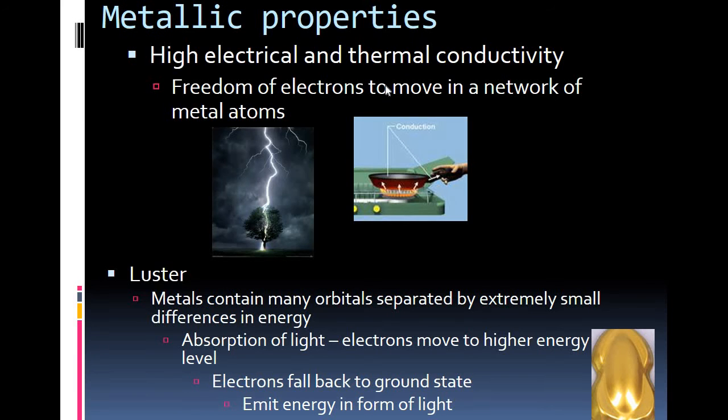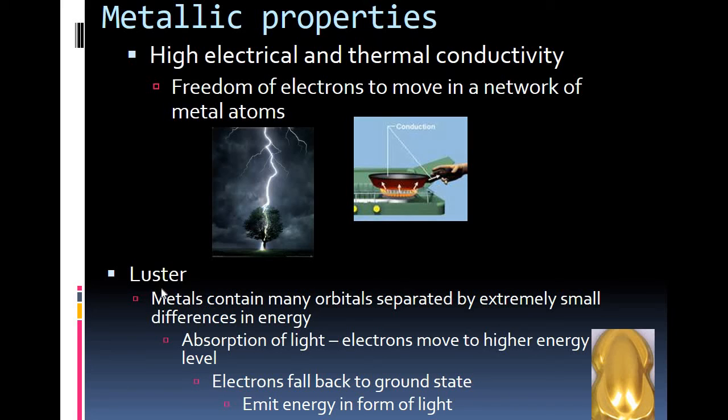All right, your metallic properties, they have high electrical and thermal conductivity. So they allow electricity and heat to flow through them very easily. And it does that because of the freedom of electrons to move throughout all the metal atoms. It can carry electric current with it very easily because of the movement of electrons.